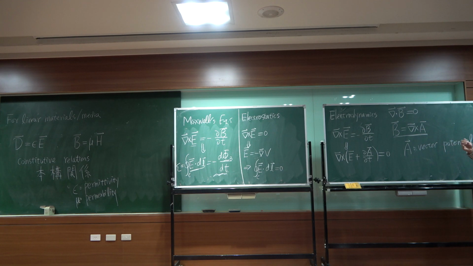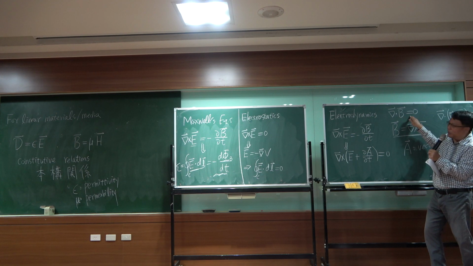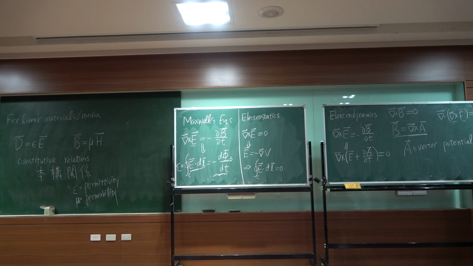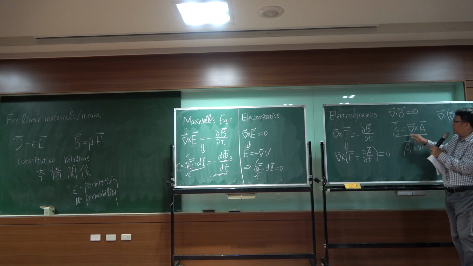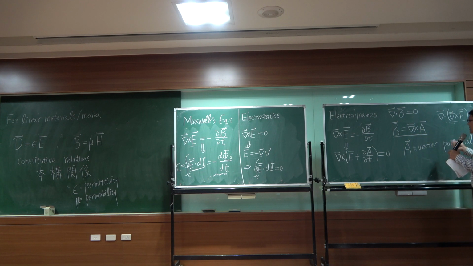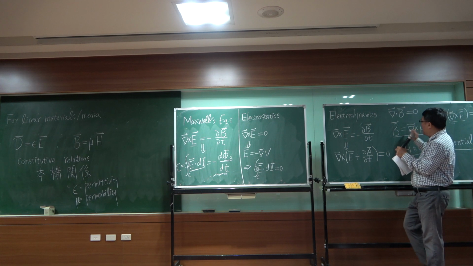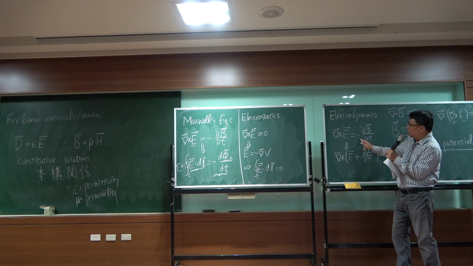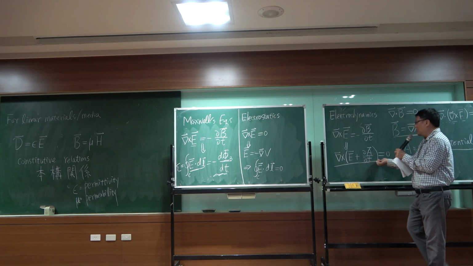engineering mathematics class, we learned that divergence curl some vector field is equal to 0. Okay? 旋度的散度是0。Now we have divergence B equal to 0, so we can guess that B can be written as curl of something. This something is called vector potential. Okay? So if we apply B equal to curl A to this equation, we get this equation.